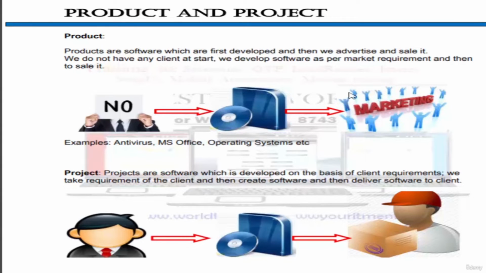You can have a lot of examples of products. Take all the antivirus software. Antivirus companies are continuously watching the market. What kind of threats are there? What kind of viruses are there? What kind of Trojan horses are there? Accordingly, they develop their software, which we call antivirus. Once it is developed, they go to the market and convince users to purchase it: it will save your system from viruses, Trojan horses, and attacks. That is one example of a product.